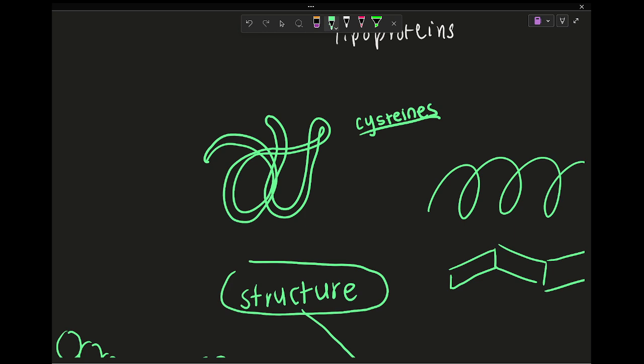And finally, we have a quaternary structure. So this is the 3D shape of a protein with two or more polypeptide chains. So think of hemoglobin. There's more than one polypeptide chain there. So basically, if you see only one polypeptide chain, you can basically conclude that's the tertiary structure.